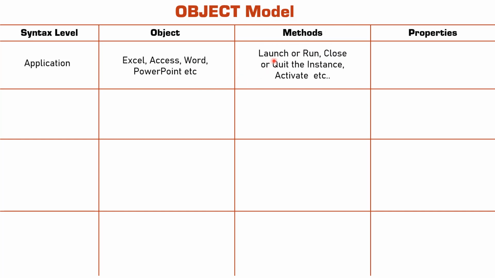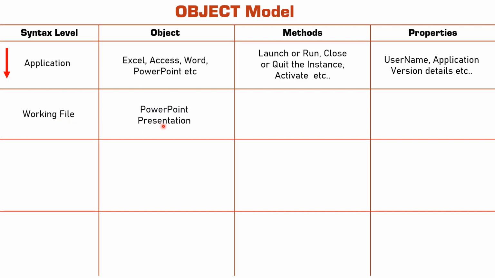To see their methods, we can launch or run these applications, we can close the current instances, and also we can activate different applications. If we look at the properties, we can get the usernames, application version details and a few others. Let's go one step down to the working file level, and with respect to PowerPoint, it will be the working file of the PowerPoint presentation. Also, when we refer to its object, it just refers to the collection of all PowerPoint files which are currently open. So to look at presentation methods, we can create a brand new file, save or close the existing one, share the file, activate the file by its name.